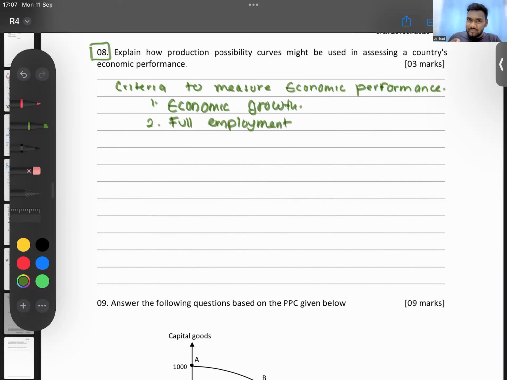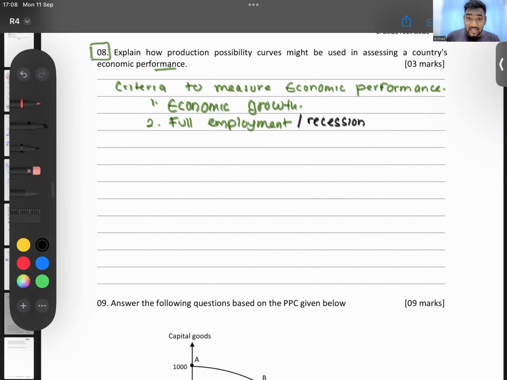Now, do you all realize that some of these criteria can be shown using a PPC, and they're asking for that in this question? Explain how a production possibility curve might be used in assessing a country's economic performance. So how can you start your answer? You can say a country's economic performance. Yes, you can even say recession and connect that with full employment. Recession is when you have unemployment.